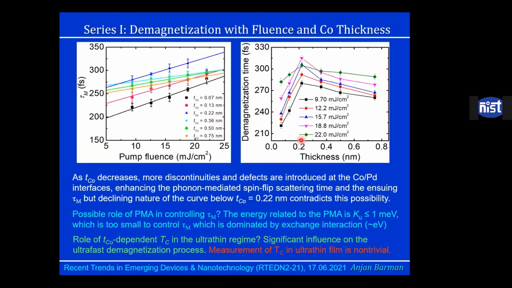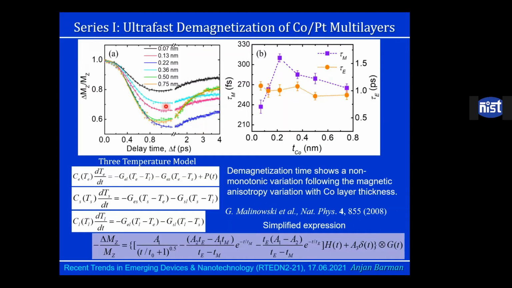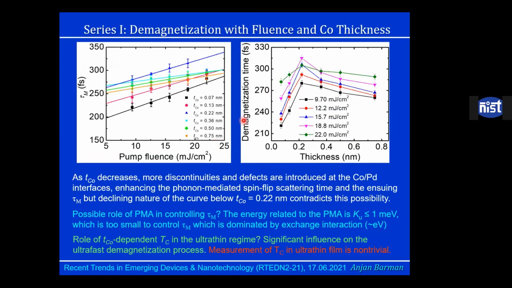So then what we do is the fluence dependence. We can change the pump laser fluence. And when we do that, we see that they vary linearly. So the demagnetization time changes from about 200 femtosecond to a pretty high value. But it still does not affect the trend of demagnetization time with thickness. You can see all of them still show the increase and a maximum at around 0.22 nanometer and then a decrease. So what happens here?